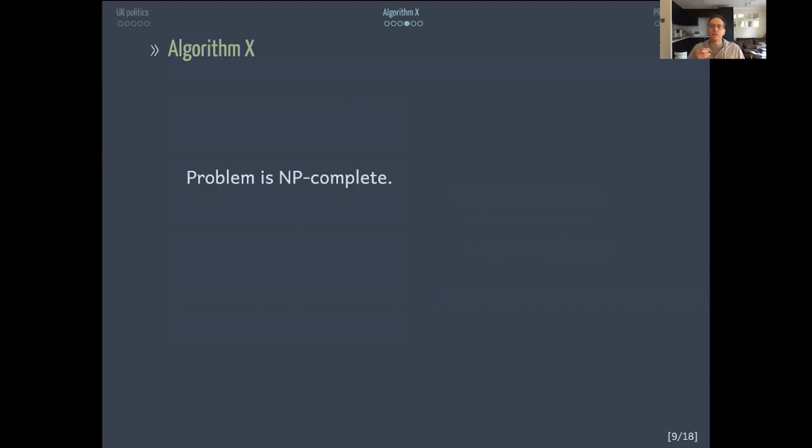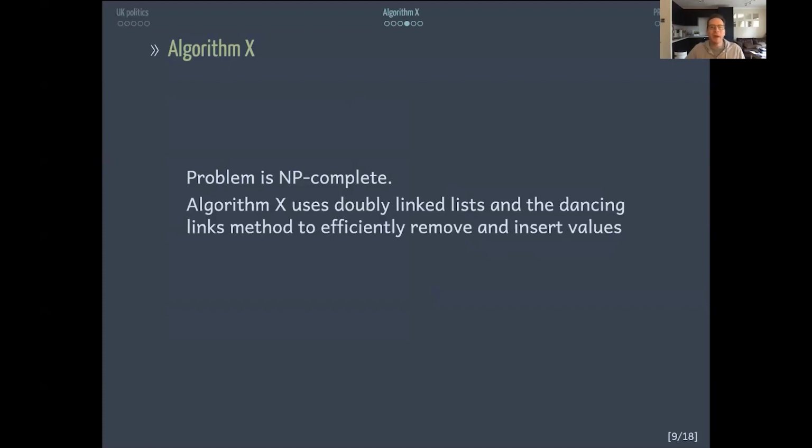However, rather than actually using brute force, it uses doubly linked lists. And there's a thing called the dancing links method as well. With that, it efficiently removes and inserts values, and this is what gives it its lightning speed. So you end up with a speedy backtracking algorithm. The actual Algorithm X is recursive, depth first, a backtracking algorithm as well, and it does run incredibly fast, so much faster than using standard brute force. I'll tell you how fast it goes.